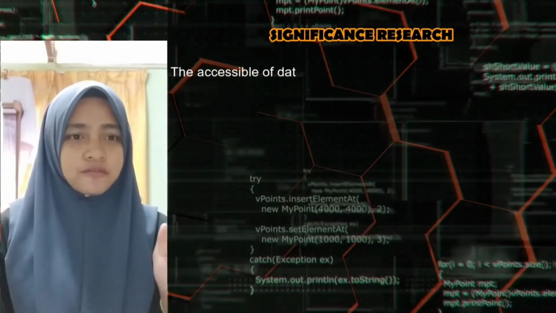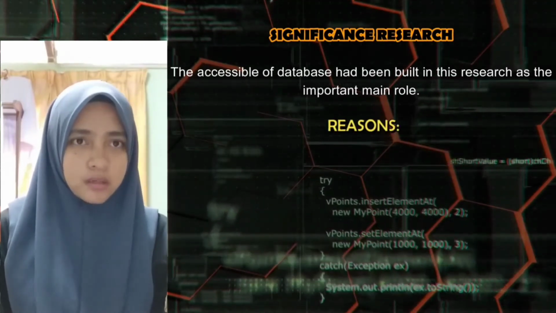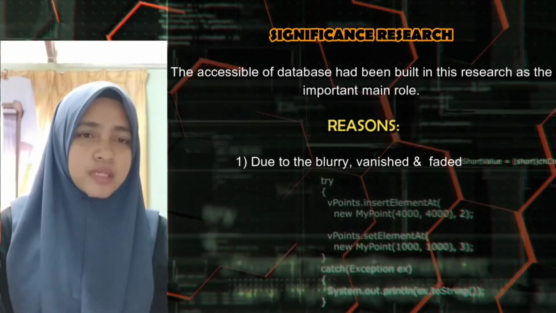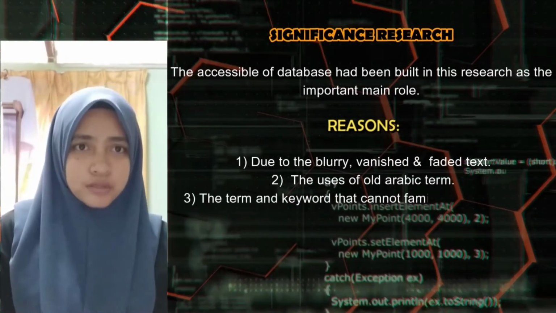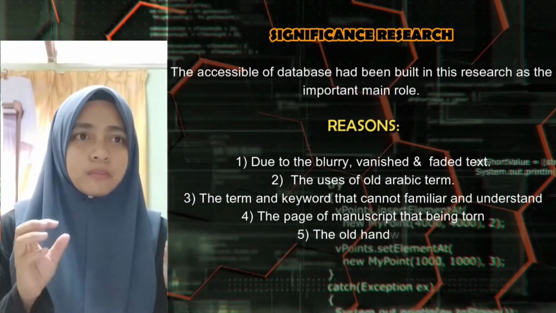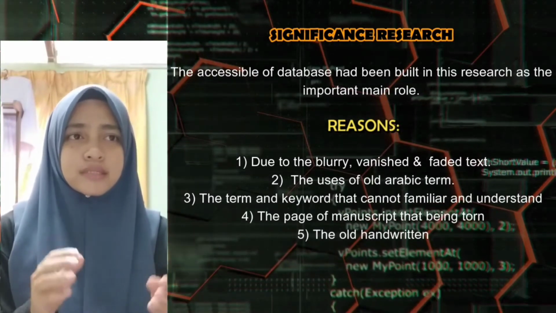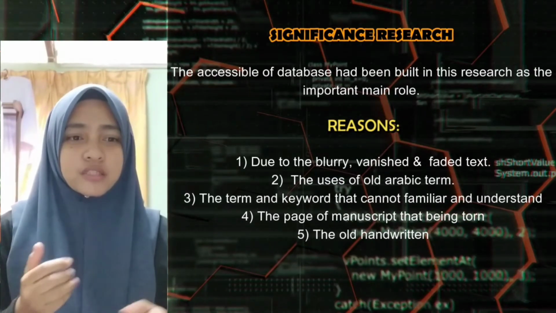Next, it's the significance of the research. Okay, regarding our topic about the database development on Malay manuscript around 17th until 19th century about the medicine, we as a team decided to build the database development as the main role to succeed in our research. Okay, why did we choose the database development? There are several reasons.